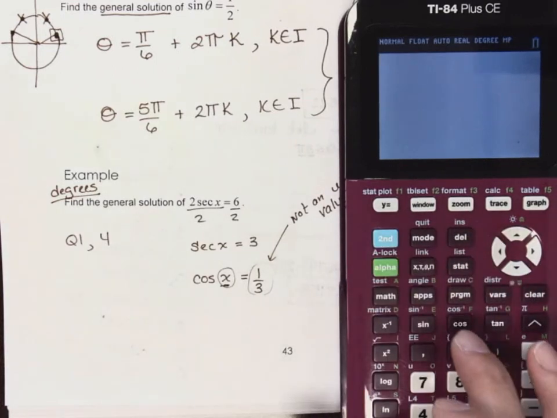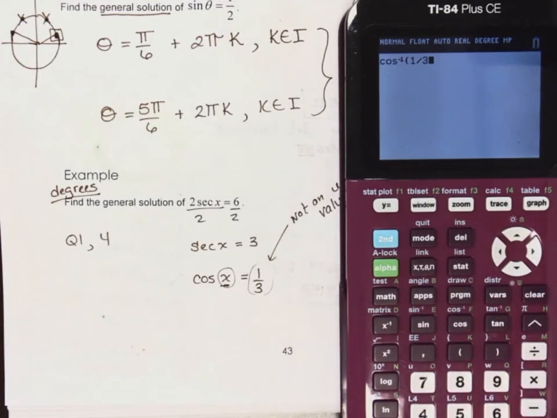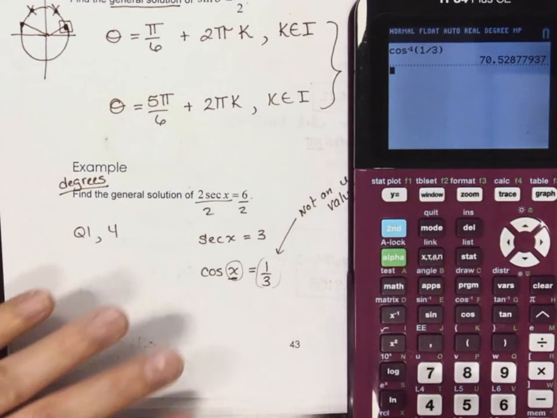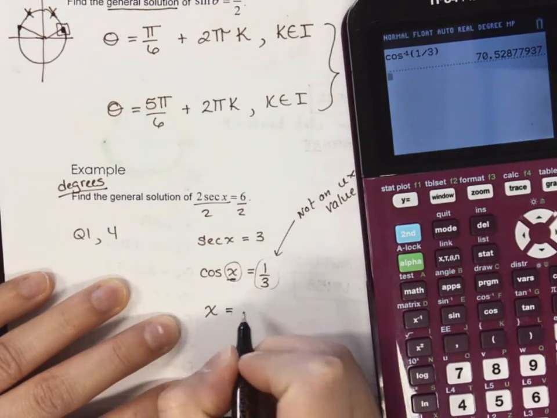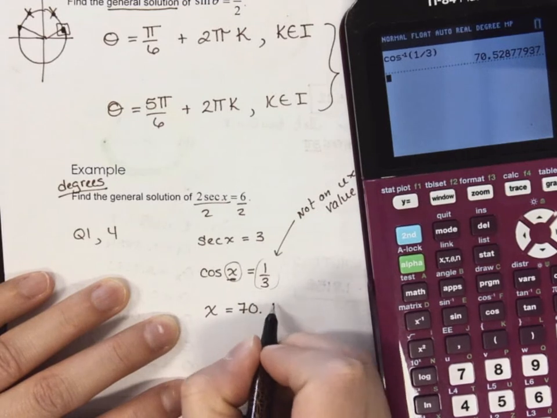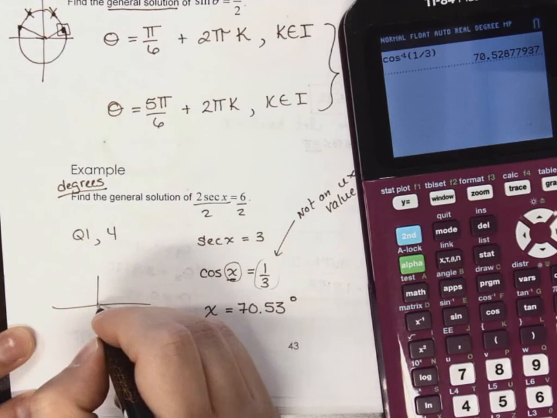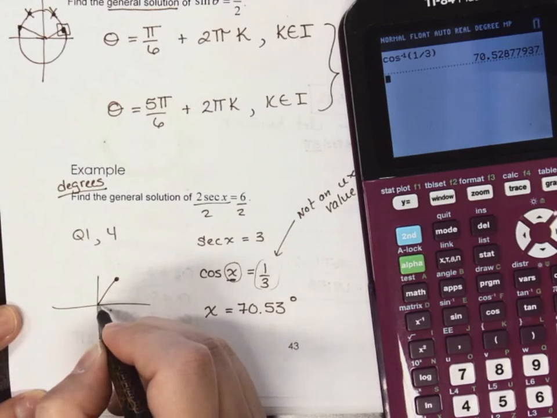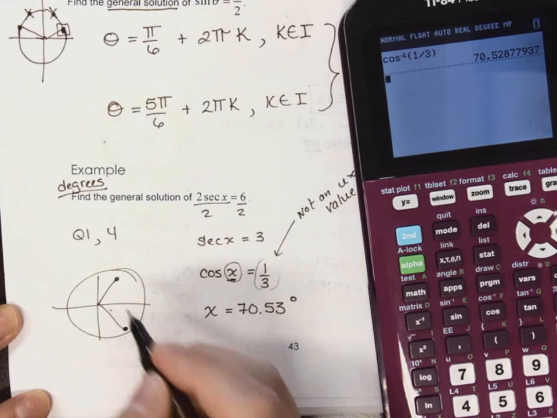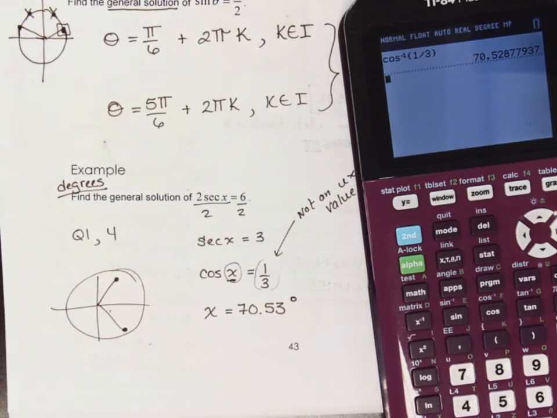So second function, cos, 1 divided by 3. And so x is equal to 70.5. We'll go 2 decimal places. We'll live on the edge. All right, that's pretty exciting. That's my first one. So I have an angle right here, and I'm going to have an angle somewhere down here. Everybody good with that? That's a terrible circle I just drew. I have to draw the circle first, then put the dots on it, is what I've learned.